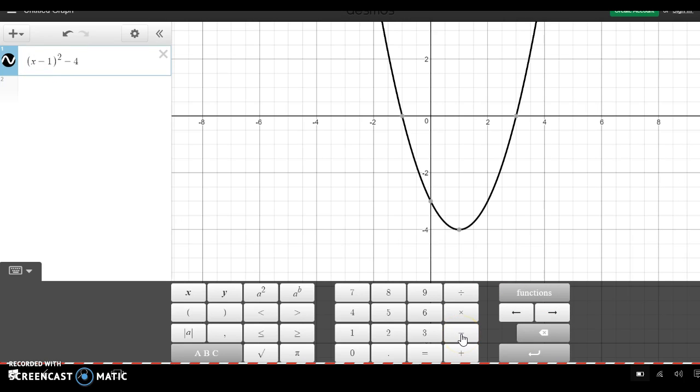There. Now it looks like it's matching up, and I can double check some of those key points, like (3, 0). I see that's on my graph. (-1, 0). That's on my graph. And (1, -4). Okay, so this is definitely my graph. So there is my function that goes along with it. x minus 1 in parentheses squared minus 4.